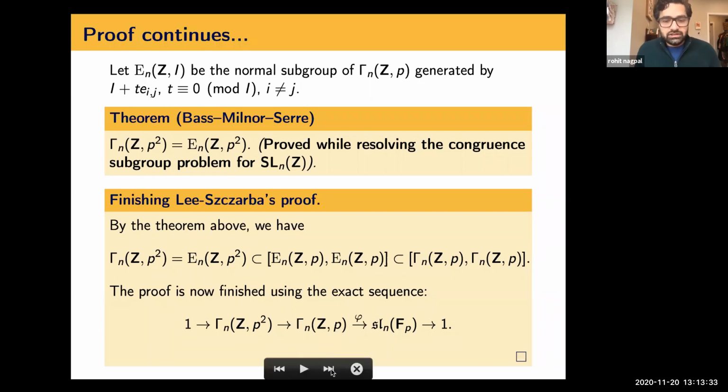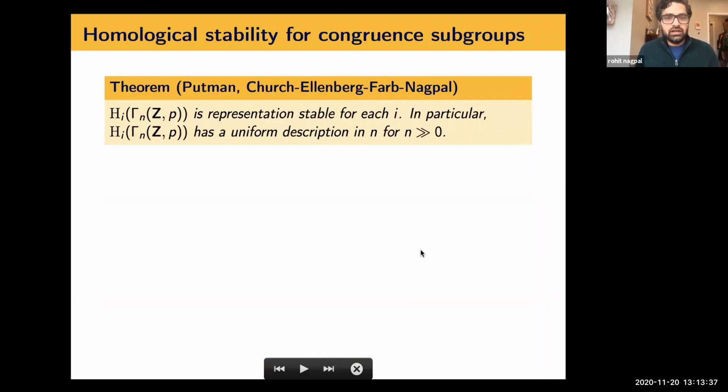Okay, so next. We saw an example of representation stability. This actually generalizes: any ith homology of the congruence subgroup is actually stable in n. Again, I don't want to define representation stability formally. You should think of this as having a uniform description in n, right?